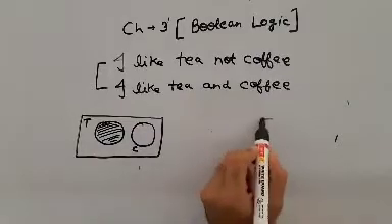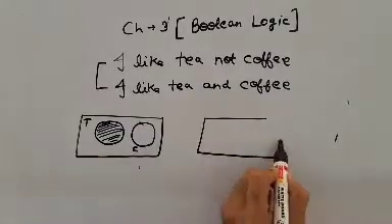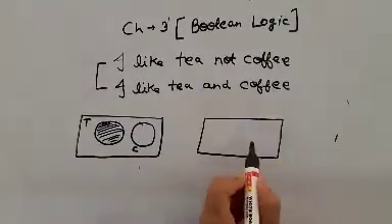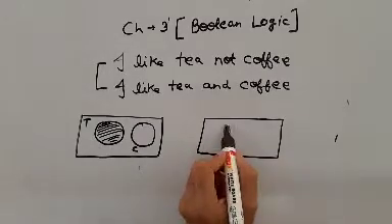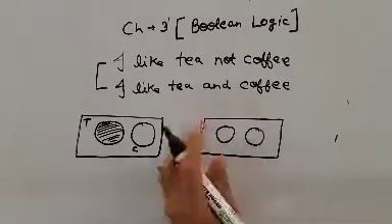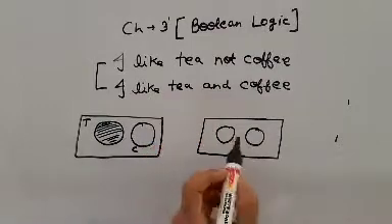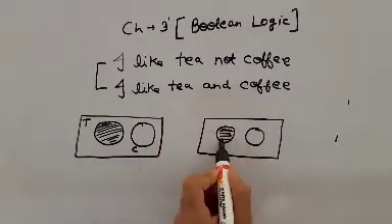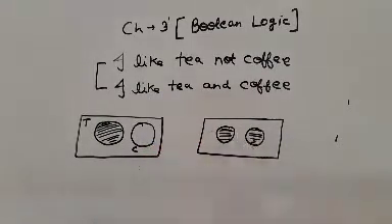Now for the second statement, the pictorial representation. What will this diagram show? I like tea and coffee means I like both. So I will shade both the parts. Is that clear?